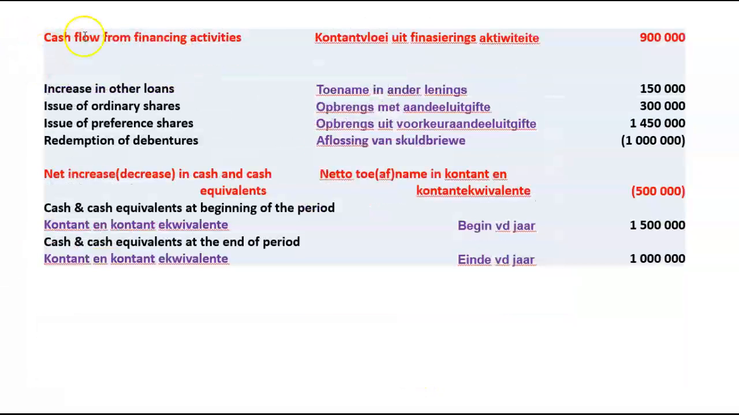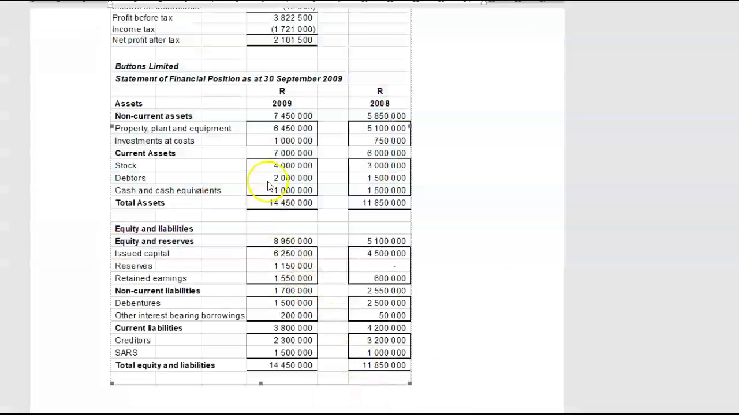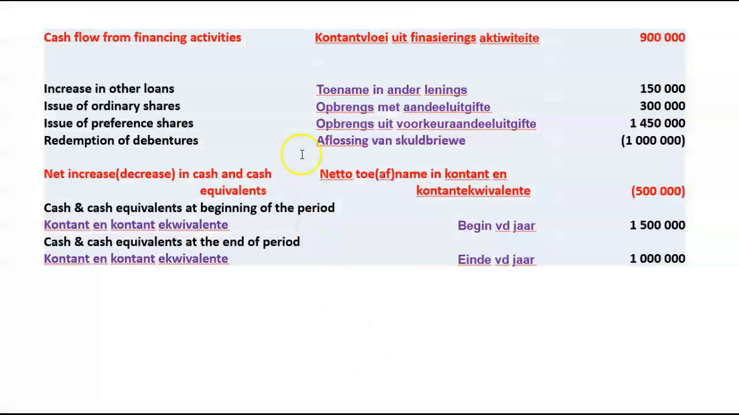Now our cash flow from financing activities. Loans. Interest-bearing borrowings, that increased with 150,000 rand for the year. Our debentures have decreased with 1 million rand for the year. So increase in loans, 150,000. Redemption of debentures, 1 million rand.